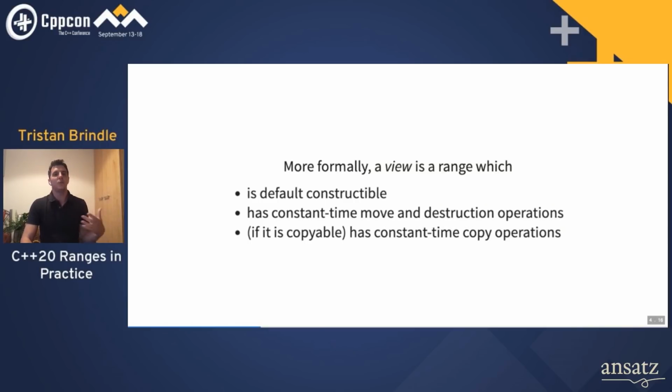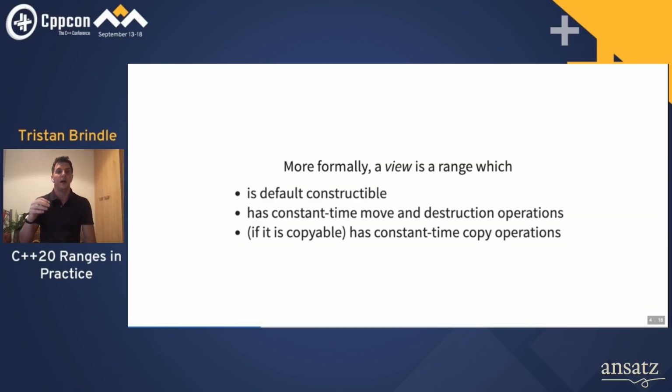And what these properties mean is that we can pass views around by value within our range implementations without worrying too much about the cost of these operations, and without worrying about the algorithmic complexity multiplying and ending up with quadratic behavior and all sorts of bad things.